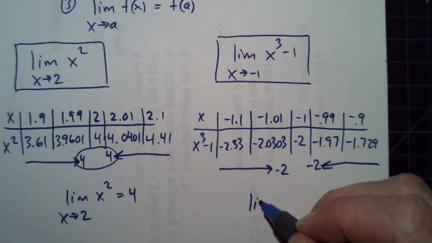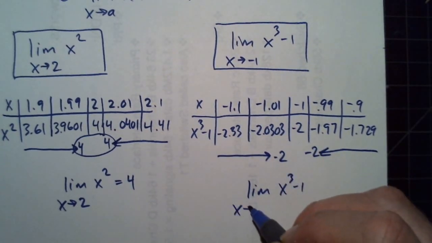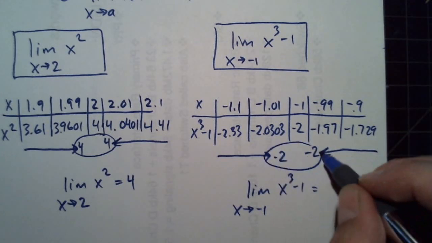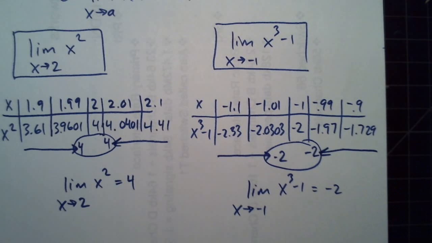So we see that the limit of x cubed minus 1 as x goes to -1 equals -2, because from both sides it's going to -2.